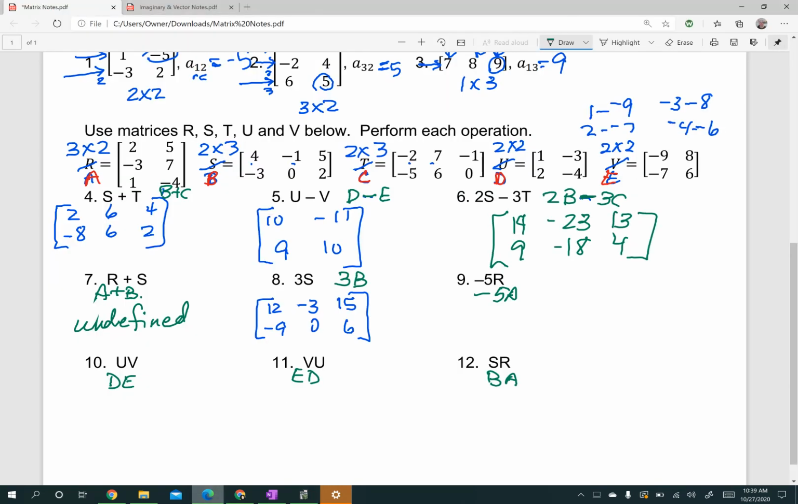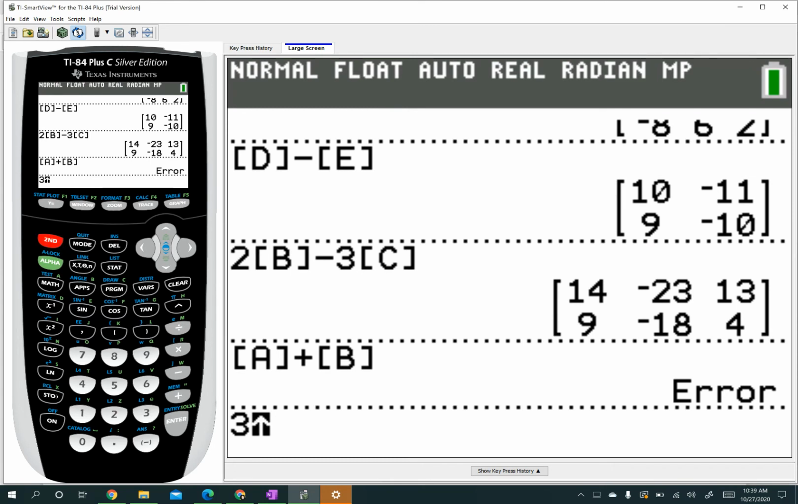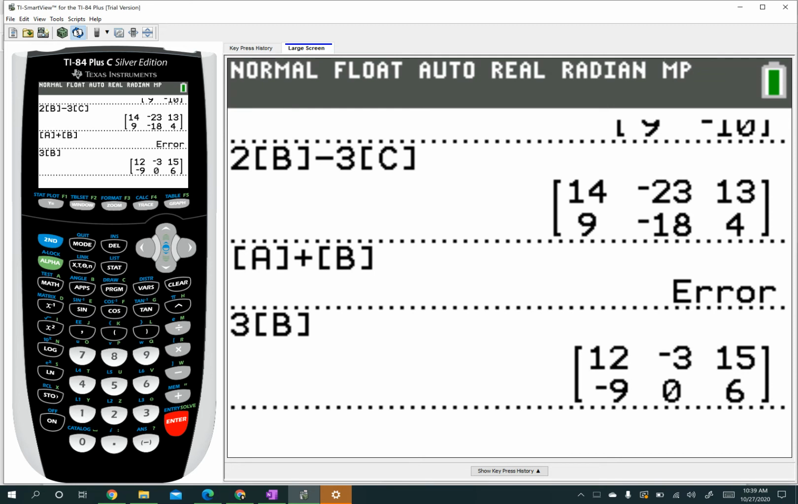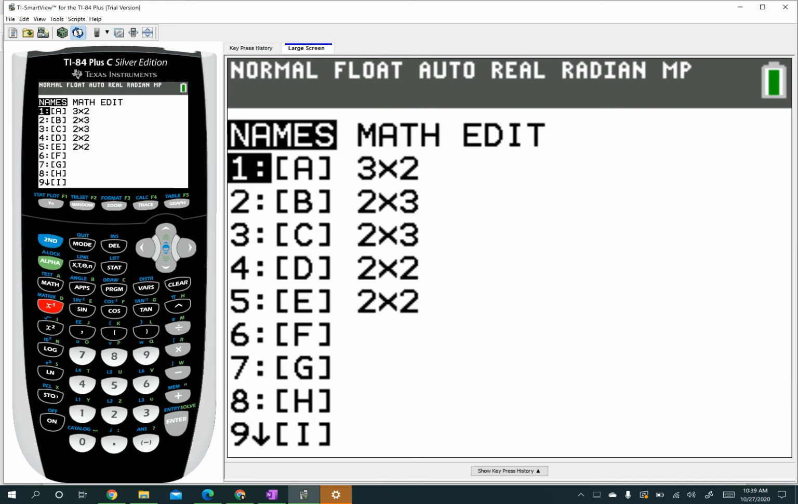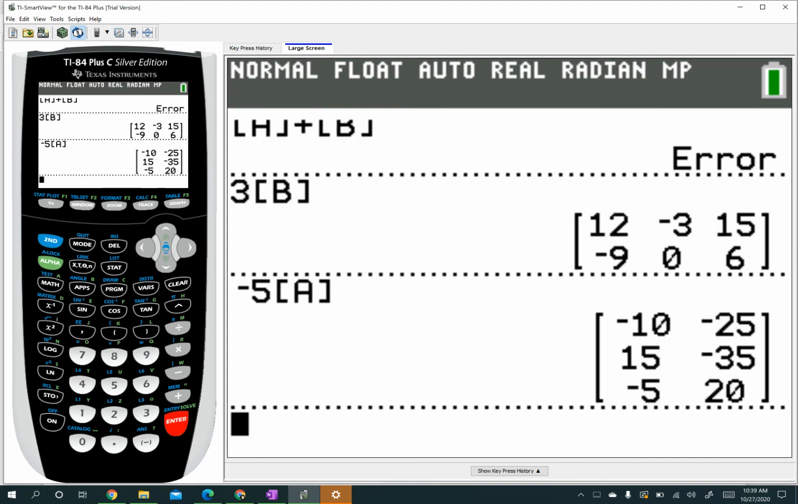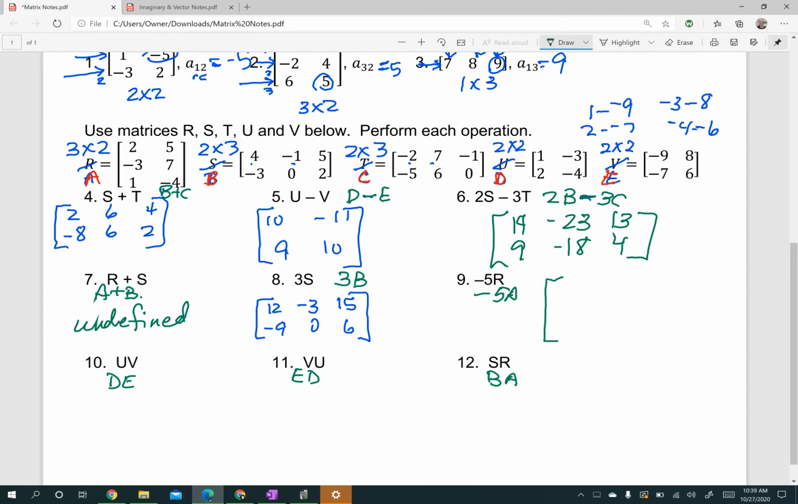So our next problem now is 3 times S. So we would do 3 times B. So 3 times matrix B. And that's the 12, -3, 15, -9, 0, 6 we got. So the next problem is -5 times R, which was matrix A. And we get -10, -25. So we'll write that down. -10, -25, 15, -35, -5, and 20.